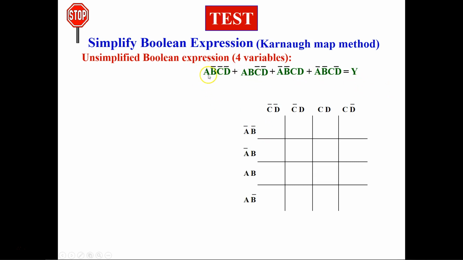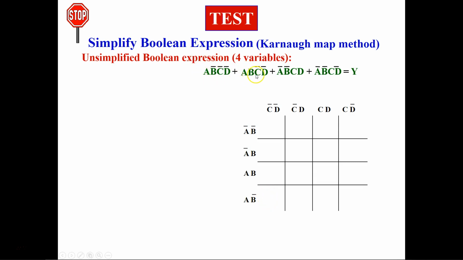So we have A bar, A B bar, C bar, D bar. So let's first see A B bar. So we have A B bar here, and then C bar, D bar. So we have C bar, D bar here. So we will put here 1. Okay, so that will be our first for this one.